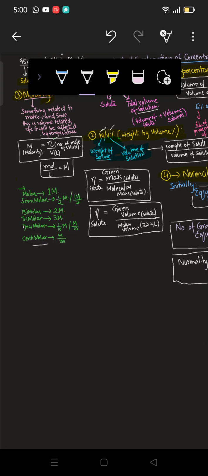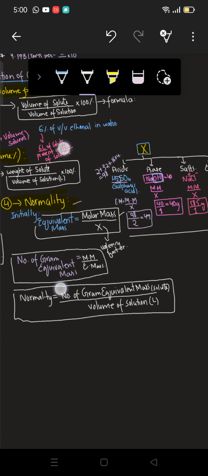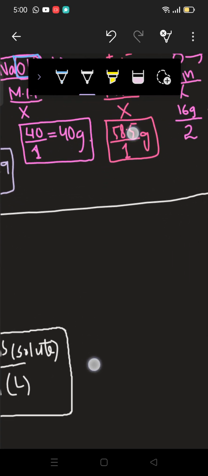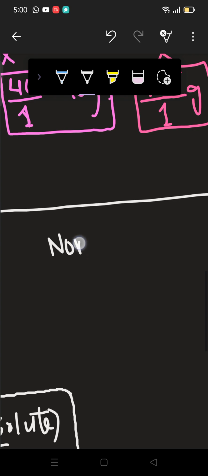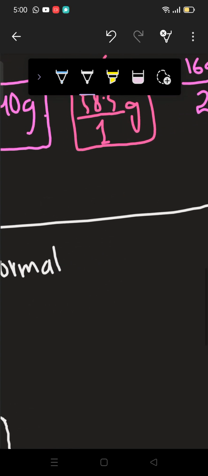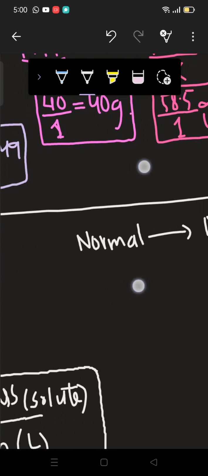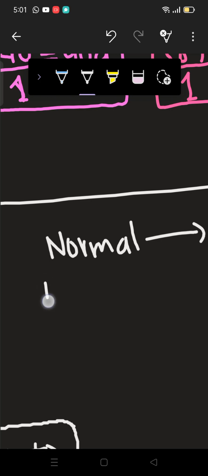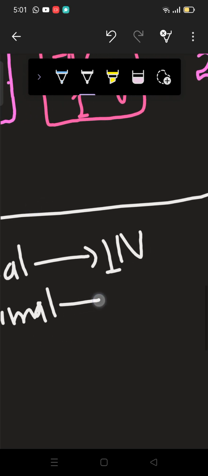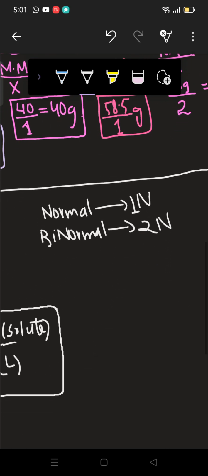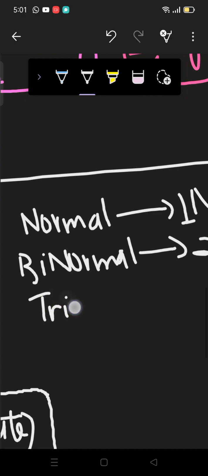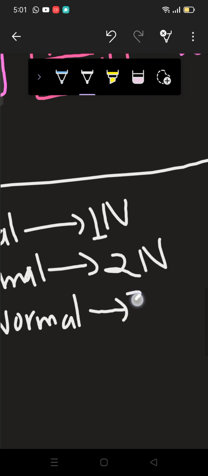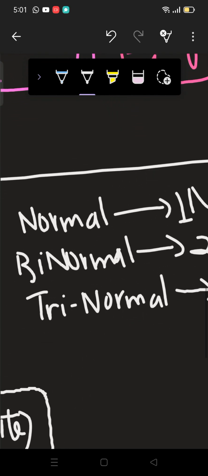Molar, semimolar, bimolar, trimolar, decimolar, centimolar. We have these terms too. We have normal, which is of course denoted by capital N, right? So this is 1 capital N. We have binormal. Bi basically represents 2. So this is 2N, which means normality is 2. Trinormal, which means normality is 3. So 3N.